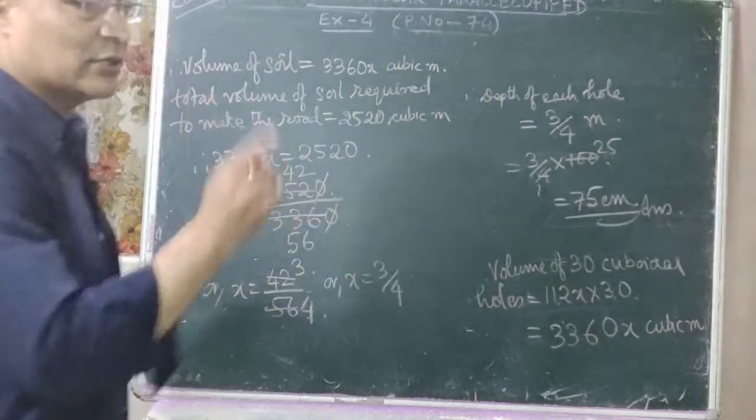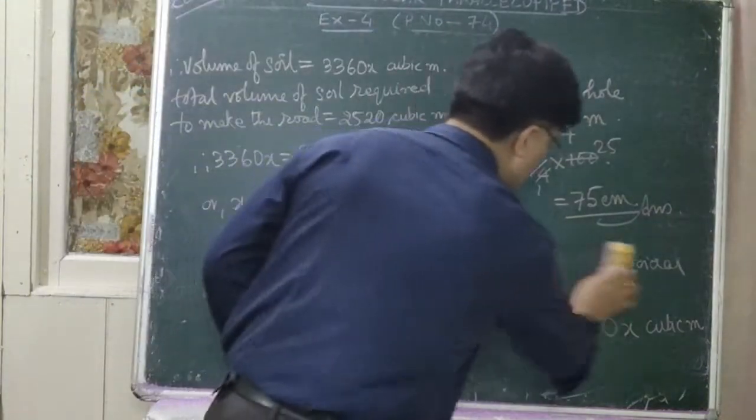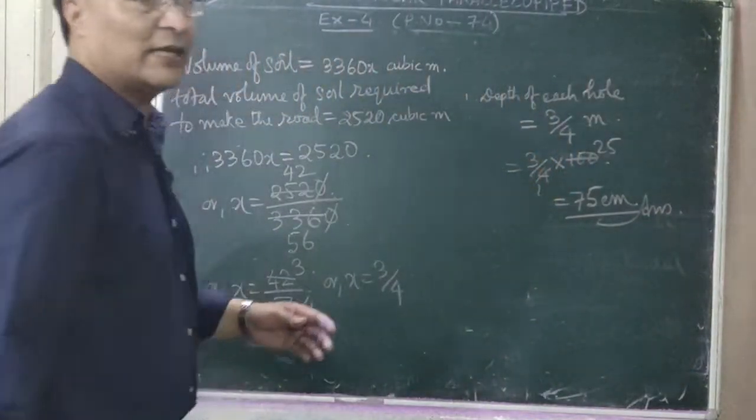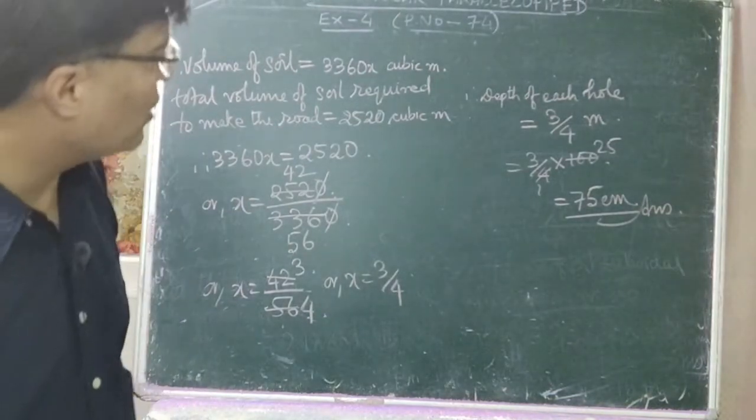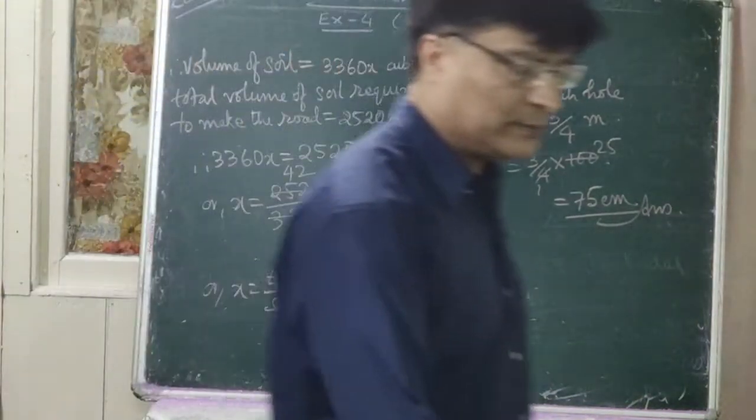So this is the final answer. So what is the depth of each hole is equal to? That is your 75 centimeter. So this is the answer. So I think you have understood it. You can copy it.